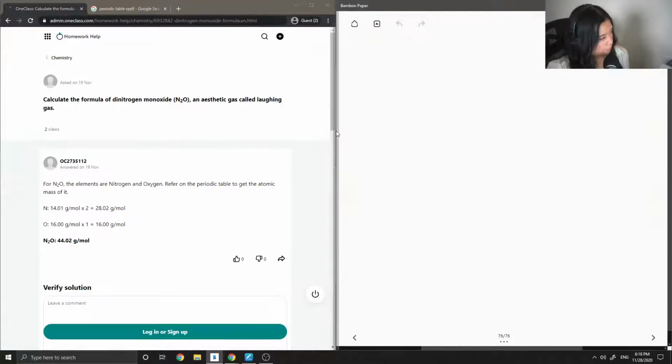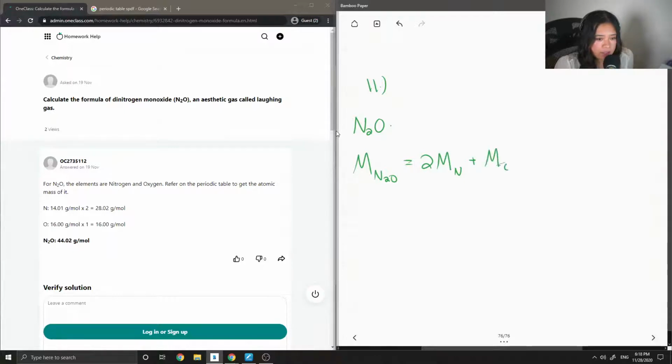Okay, so question 11: calculate the formula of dinitrogen monoxide, an acidic gas called laughing gas. I'm assuming they want the molar mass. To find the molar mass of laughing gas, we need 2 times the molar mass of nitrogen plus the molar mass of oxygen. These are just values you would find on the periodic table.